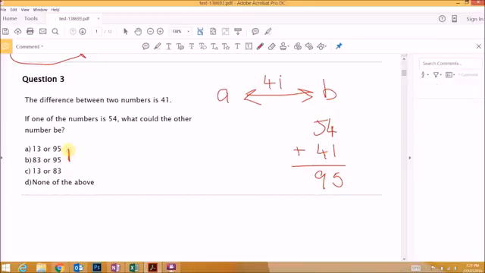Here we've got 2 that are 95, so I would suggest that our answer is going to be A or B. Now let's go in the other direction. 54 take away 41. 4 take 1 is 3. 5 take 4 is 1, 13. So our answer there is A.